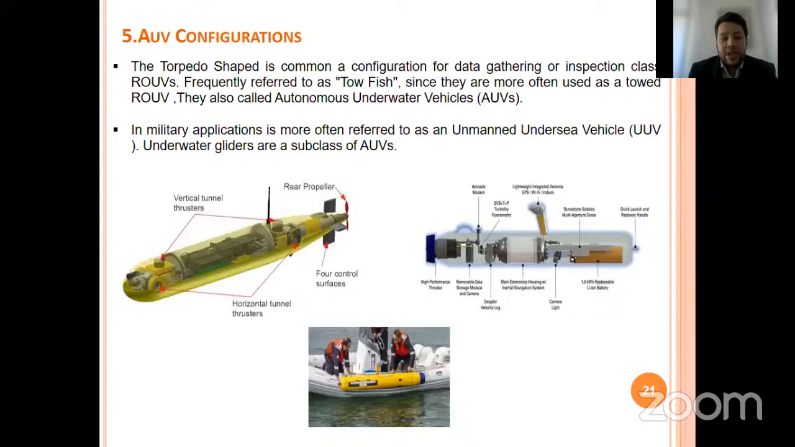For the ROV configuration, the torpedo shape is a common configuration for data gathering or inspection class ROVs. And this kind of technology is used frequently in ocean mapping. It's referred to as a towfish, since they are more often used as a towed ROV. They are also called autonomous underwater vehicles. In military applications, it is more often referred to as an unmanned underwater vehicle, and underwater gliders are a subclass of autonomous underwater vehicles.